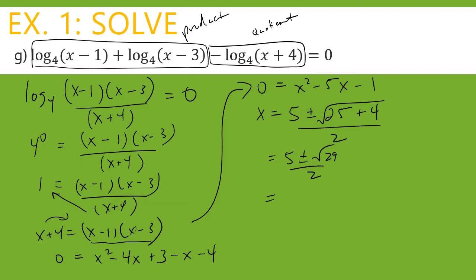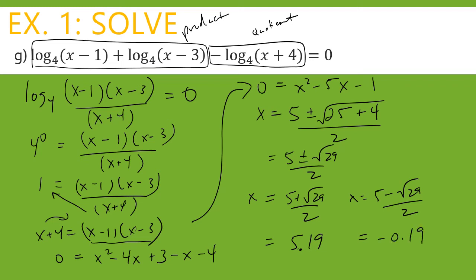Which now we can split into two solutions. x equals 5 plus root 29 over 2, and x equals 5 minus root 29 over 2. If we go to two decimal places, 5 plus root 29 divided by 2 is 5.19. 5 minus root 29 divided by 2 is negative 0.19. Check both of those in your original equation to make sure it works.